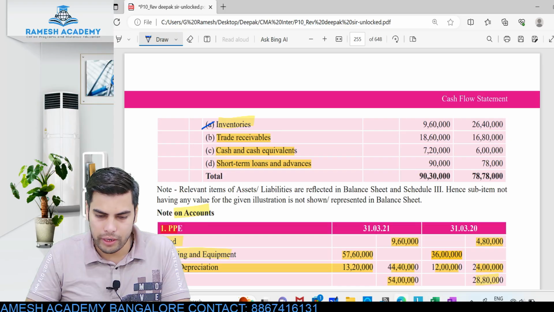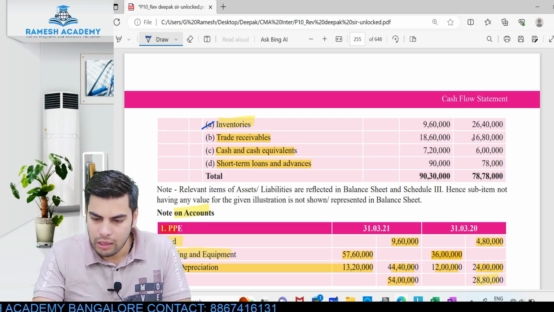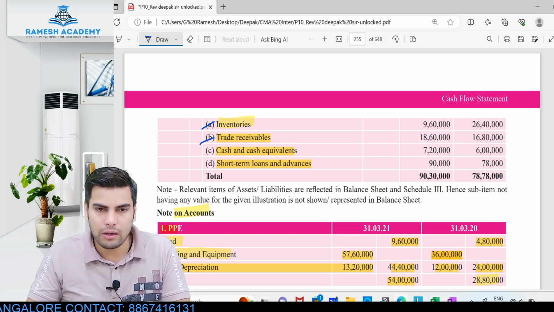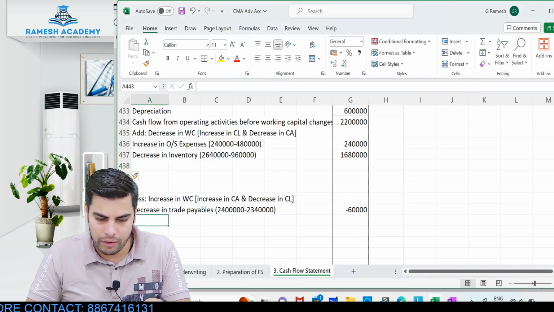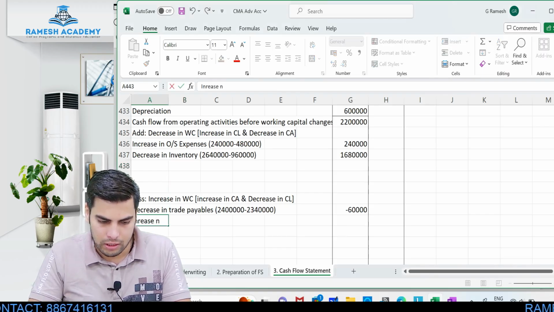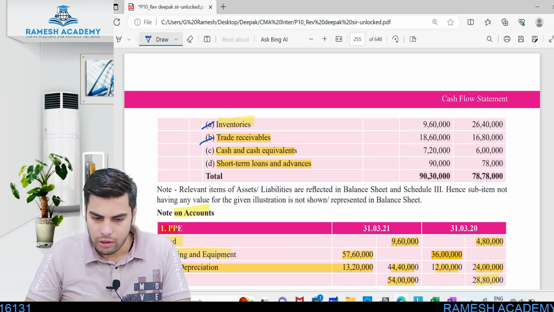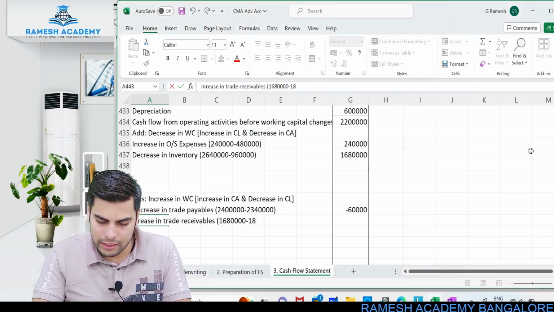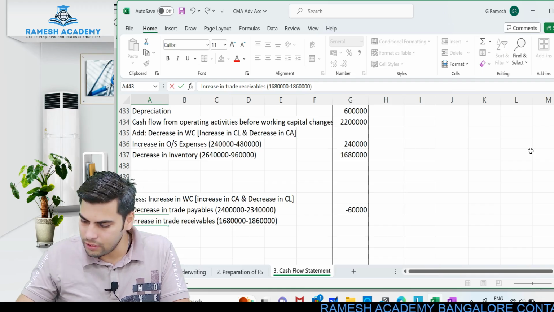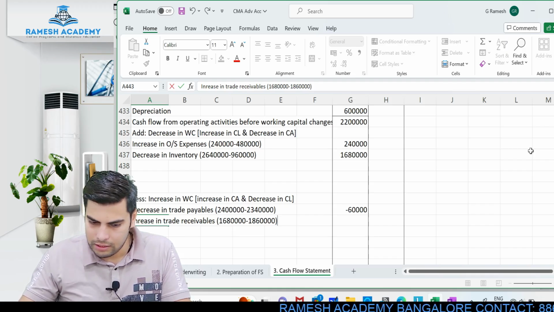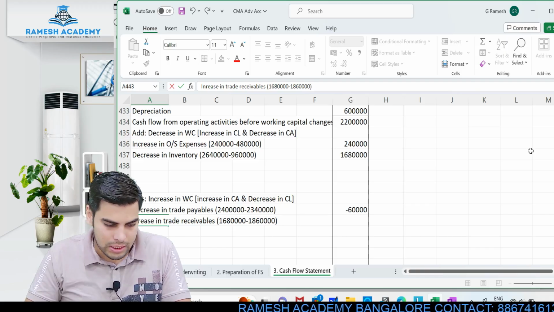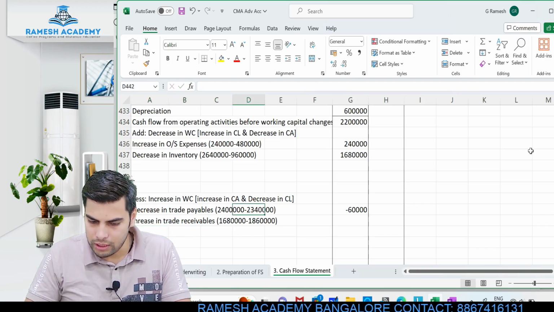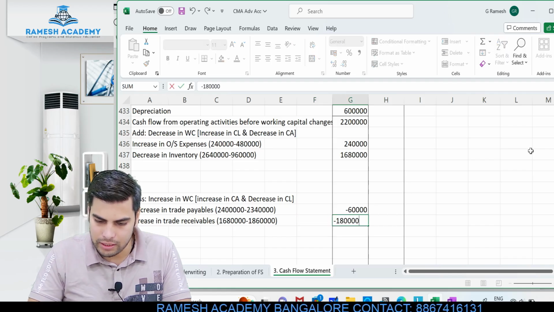Let's talk about trade receivable. What is happening to trade receivable? Again, if you see, from 16 lakh 80,000 it has increased. Increase in the current asset, we'll be showing it over here. Increase in trade receivables. From 16 lakh 80,000 it is increased to 18 lakh 60,000. How much is the difference? 18 lakh 60 minus 16 lakh 80, so this is 1 lakh 80,000 rupees. I'll just be deducting it.